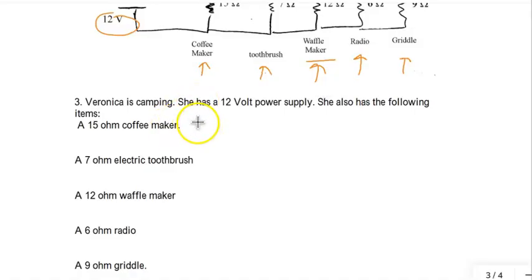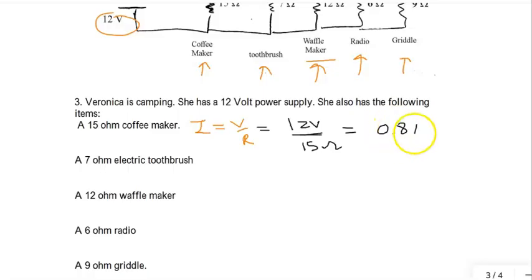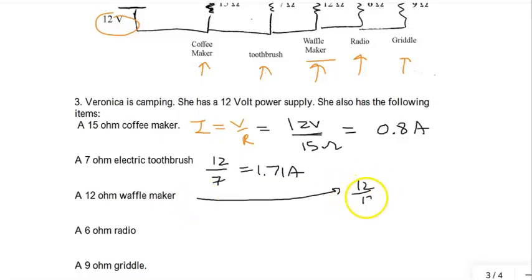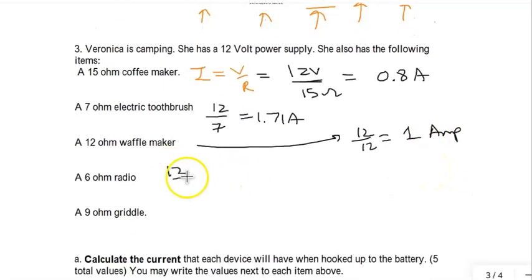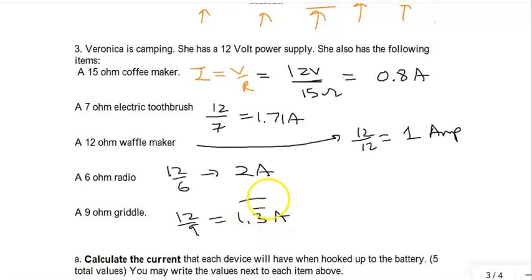So this is pretty straightforward. You remember each appliance thinks it has the voltage all to itself. So you're going to have 12 volts over 15 ohms, which is 0.8 amps. And then I'm not going to keep writing the formula. 12 over 7 is 1.71 amps. And then 12 over 12, shocker, 1 amp. 12 over 6, double shocker, 2 amps. And 12 over 9 is 1.3 repeating amps.